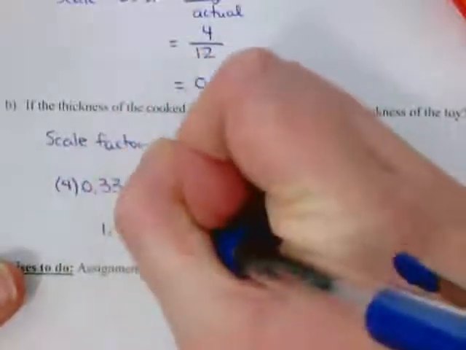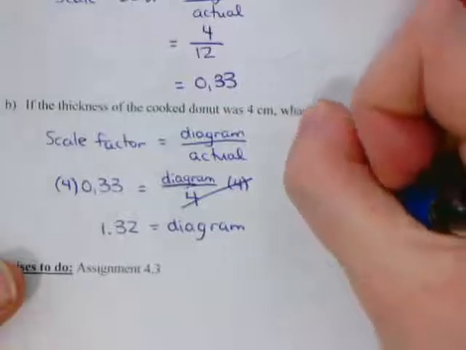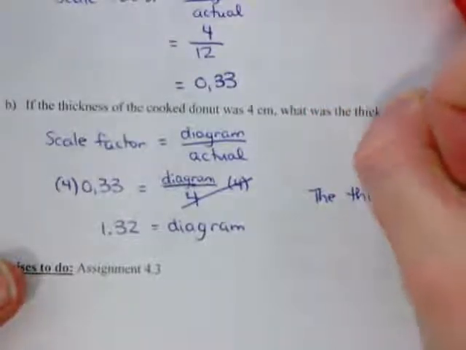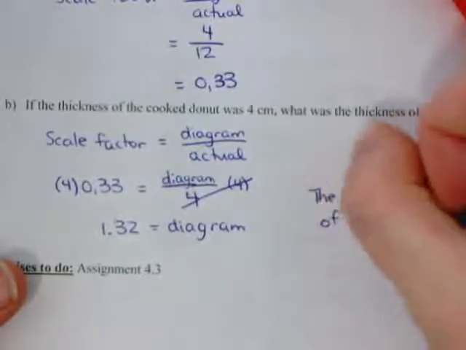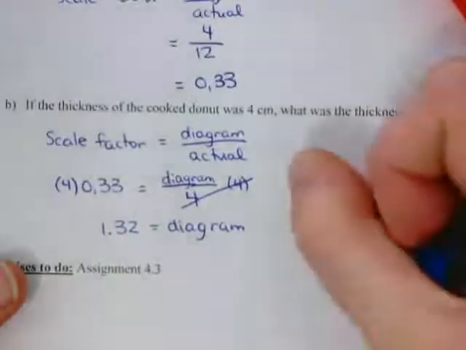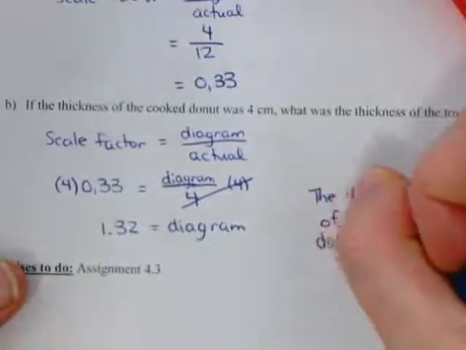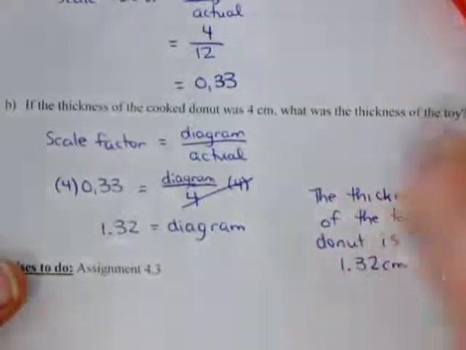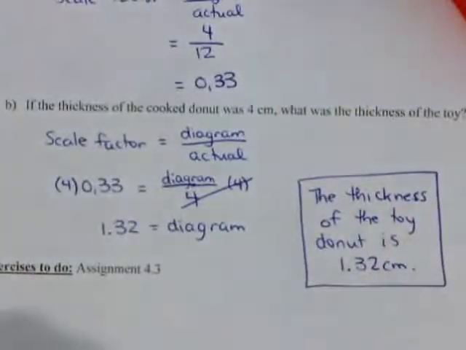1.32 equals your diagram. Again, that's not enough information, so you have to say the thickness of the toy donut is 1.32 centimeters. You must have your units when you're discussing something other than the scale factor.